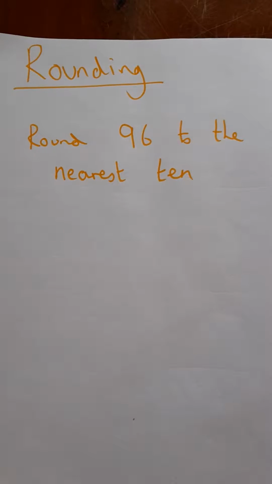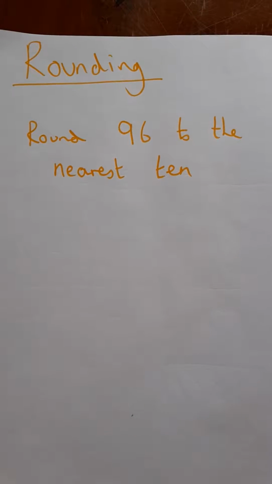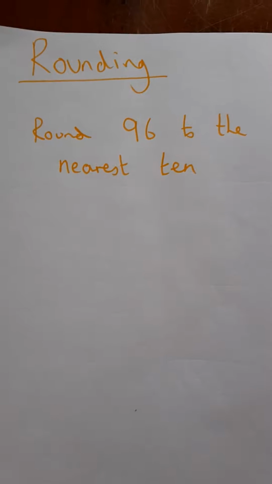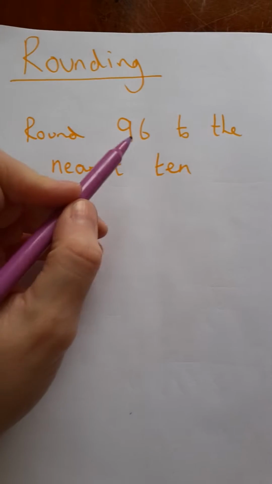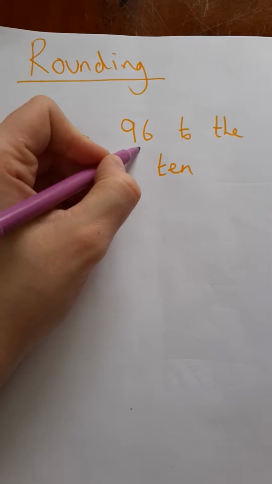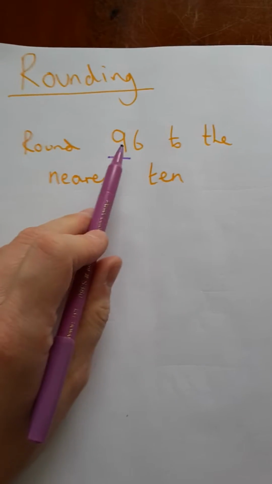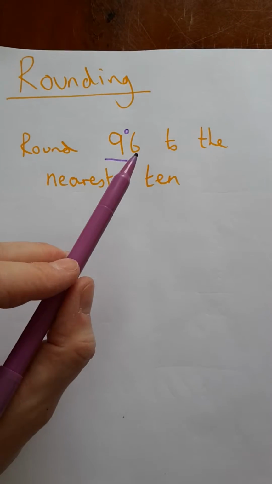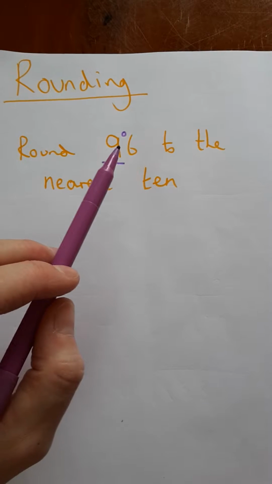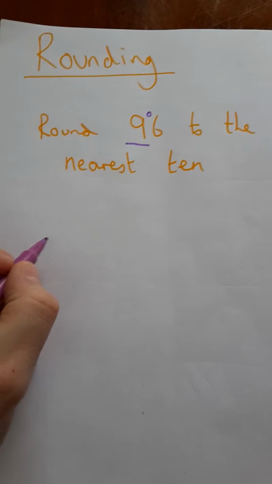So rounding 96 to the nearest 10 is much the same as rounding to the nearest whole number, but because we're rounding to the nearest 10, we're going to look at our tens column. Our tens column is here, which is a 9, so really this represents 90. So the smallest value that we could round this 96 to might be 90.